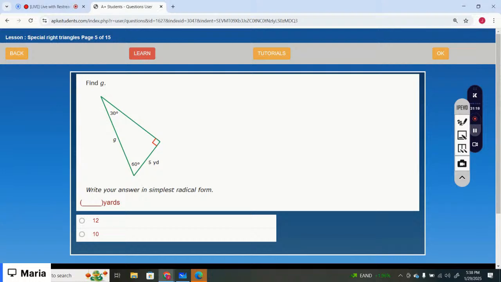Find G. So which is the correct option? You need to calculate the hypotenuse, right? That is a 30-60 triangle. You have to do 5 times 2, that is 10. Option number 2 is the correct option.